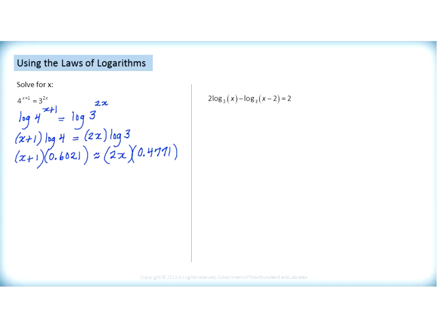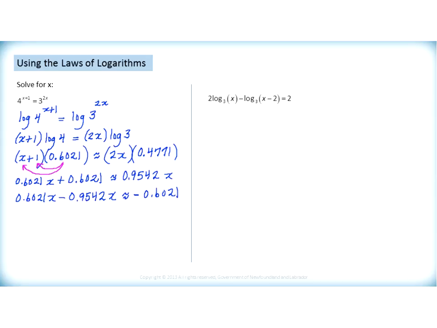Now what we have to do is take the x plus 1 and multiply it by 0.6021. So that means both of these terms have to be multiplied by 0.6021. That then results in 0.6021x plus 0.6021, which will approximately equal 2 multiplied by 0.4771, which is 0.9542 in front of x. So now in solving for x, we bring all of the terms containing x to one side, and we bring the constant terms to the other side.